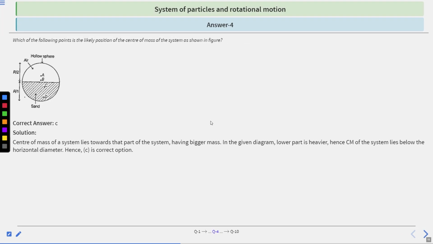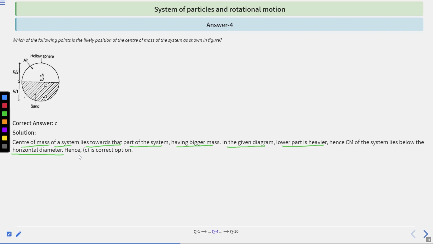Let's find the solution. The center of mass of a system lies towards that part of the system having bigger mass. In this given diagram, the lower part is heavier. Hence, the center of mass of the system lies below the horizontal diameter. The main reason is this, having bigger mass.